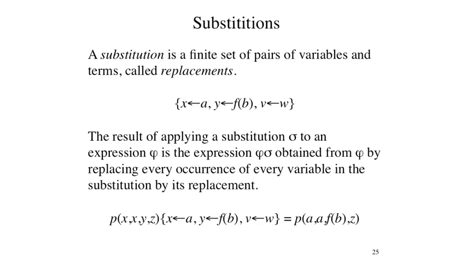In each rule, the variable to which the arrow is pointing is to be replaced by the term from which the arrow is pointing. In this case, x is to be replaced by a, y is to be replaced by f of b, and v is to be replaced by w. The result of applying a substitution, call it sigma, to an expression phi, is the expression written phi sigma, obtained from phi by replacing every occurrence of every variable in sigma by the term with which it is associated. For example, applying our substitution to the expression p of x, x, y, z yields p of a, a, f of b, and z.